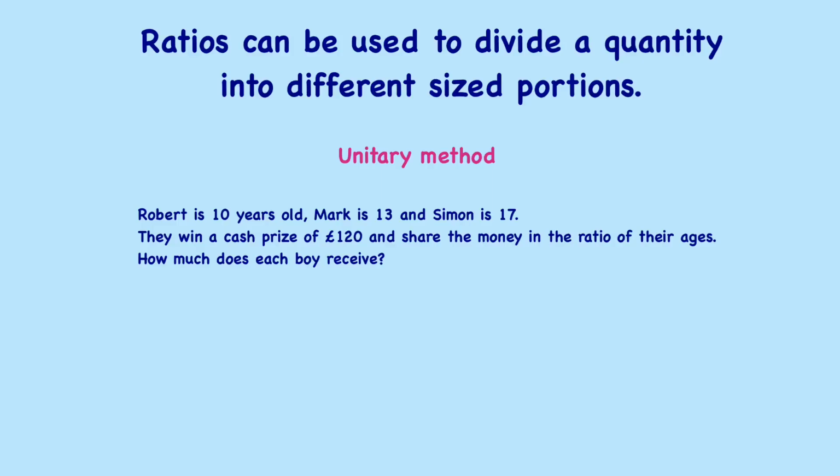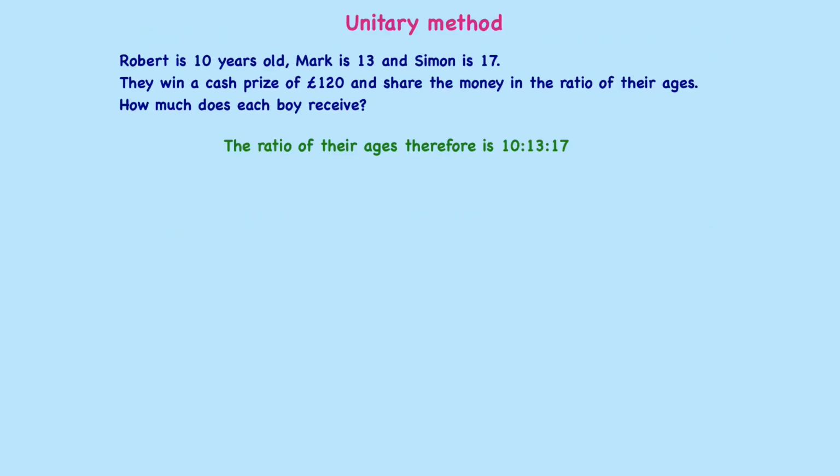So we have two boys, Robert, Mark and Simon, and they win a prize and share the money in the ratio of their ages. What we have to do is find out how much each boy receives. The first thing to do is to write out the ratio of their ages, which is 10 to 13 to 17. So for every 10 parts Robert gets, Mark gets 13 parts and Simon gets 17 parts. And that requires 40 equal parts altogether.